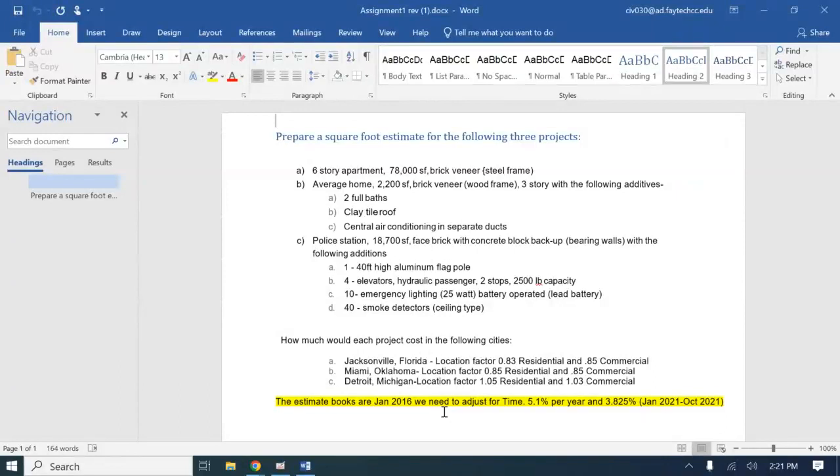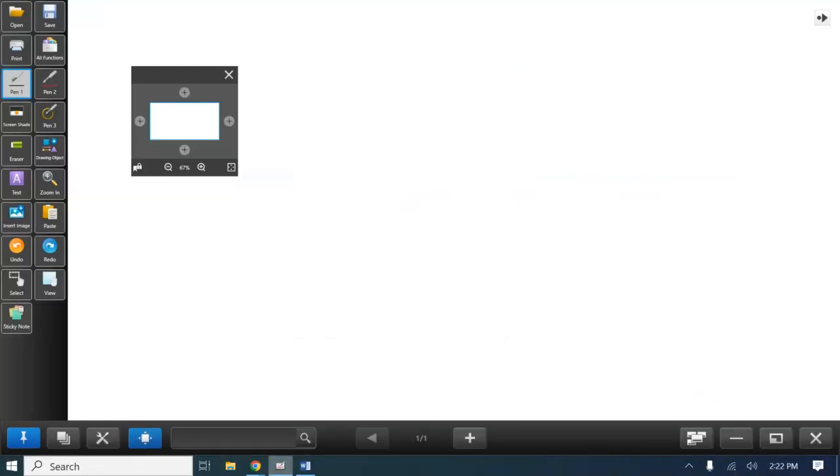So if you do 5.1 times 6, that would be your 30.6% plus 3.825. So roughly you're going to be at 34.425% for inflation.